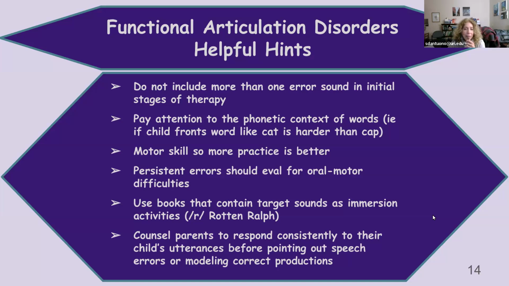It's a learned motor skill, so more practice is better. So you want to get as many trials in as you can. Persistent errors should be evaluated for oral motor difficulties to make sure you didn't miss anything. You can use books that contain target sounds as immersion activities, like Rotten Ralph for R, okay? And make sure to counsel parents to respond consistently to their child's utterances before pointing out speech errors or modeling correct production.